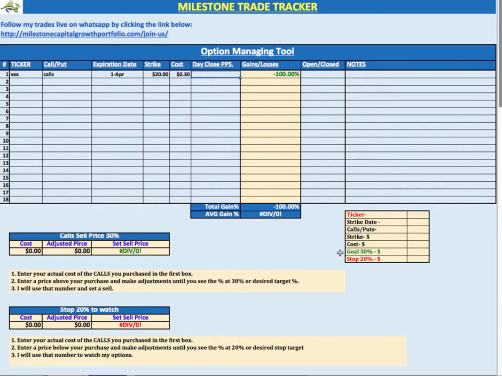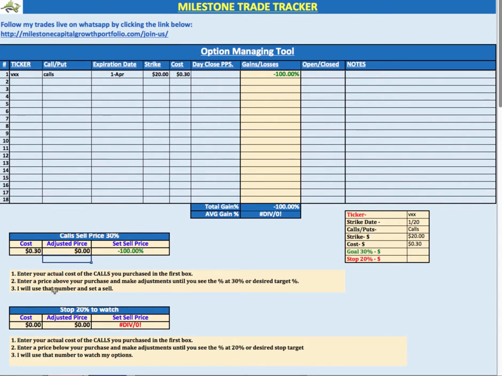But what I need to know right away is, if I fill this out here, VIX, the strike, what I have there, 20 calls or puts. We'll say the calls, and the strike is going to be the 20 strike, and the cost was 30 cents. Now I have this set up, but I want to know what my goal is for 30%. And if I come over here to the calls, sell price 30%, right? I'll explain the 30% in just a few minutes.